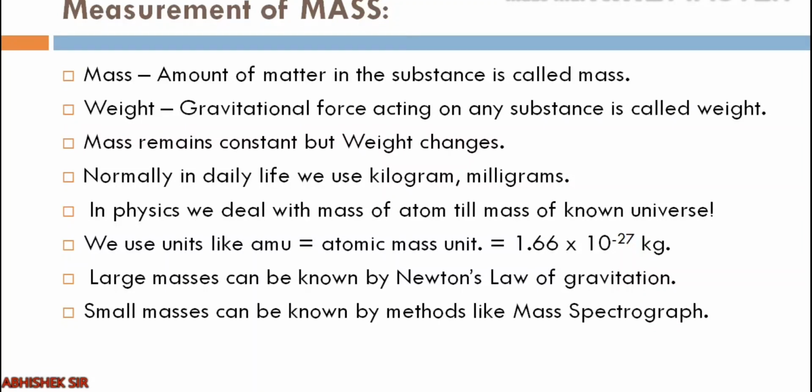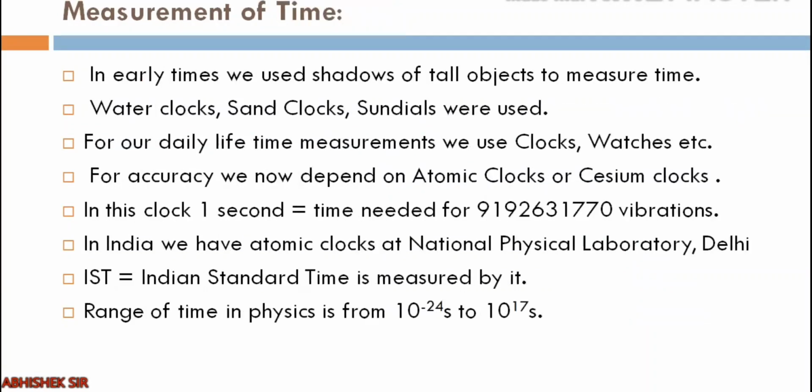Now, large masses can be known by Newton's law of gravitation, and for small masses, we can use methods like mass spectrograph. Okay, right now we don't have any utility of these methods, so we won't study that in detail. Just remember the name. For measuring very small masses, we use a method like mass spectrograph. Clear? Now moving to the last topic of this video, that is measurement of time.